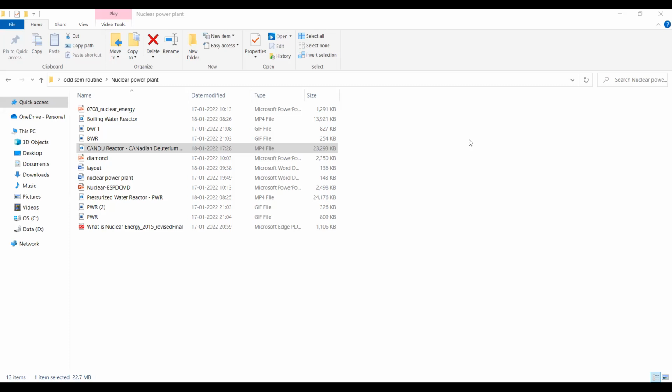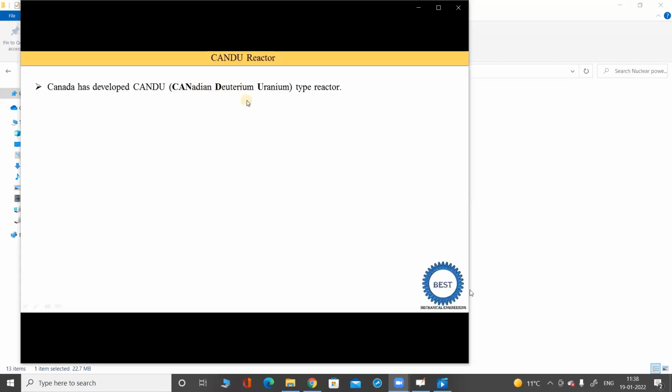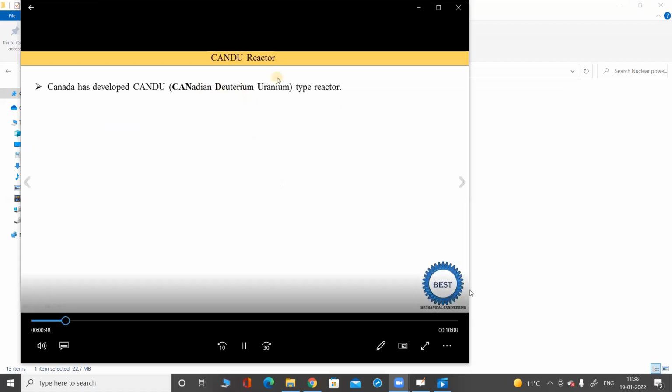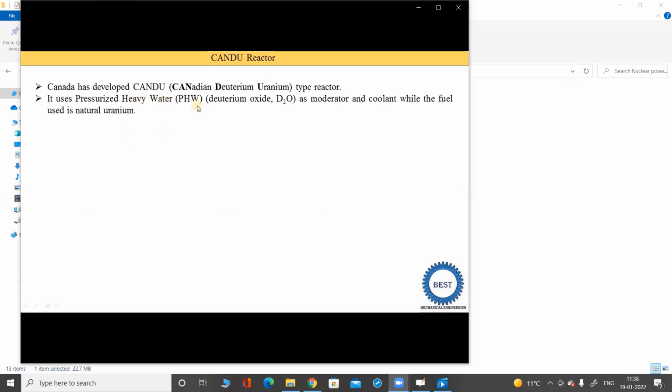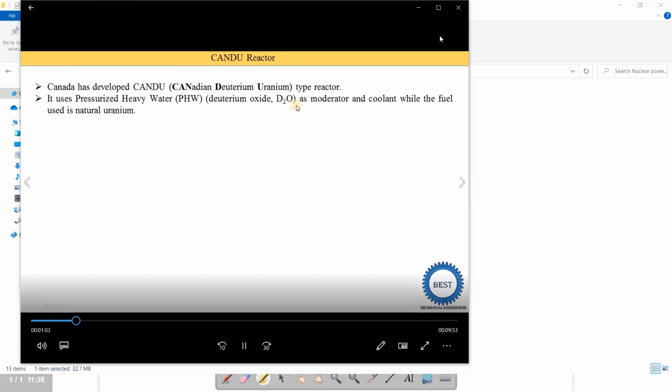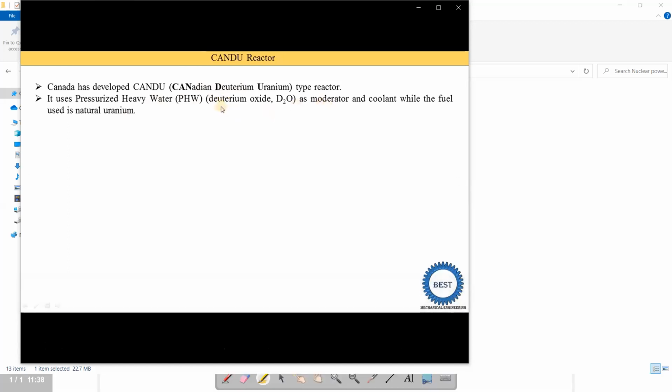So these names are a combination of three terms. The first term indicates the country of development, the second word indicates the moderator, and the third word indicates the fuel used in the reactor. It uses pressurized heavy water, PHW, meaning deuterium oxide. Deuterium oxide is also written as D2O, and this deuterium oxide is used as the moderator.